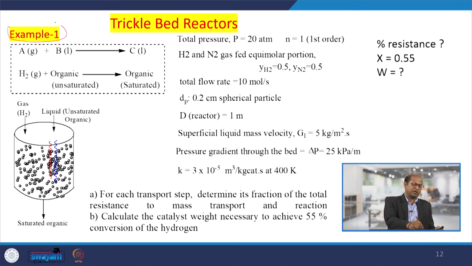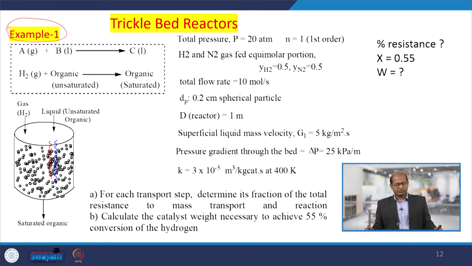So, now I am going to discuss one example. Then it would be very clear how the individual coefficients are evaluated, and what parameters or values are required to solve a trickle bed reactor problem.